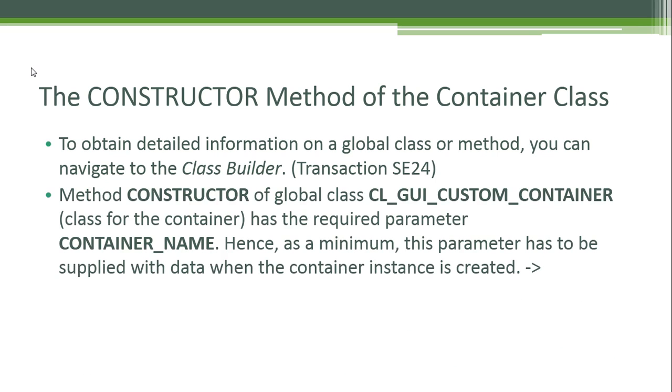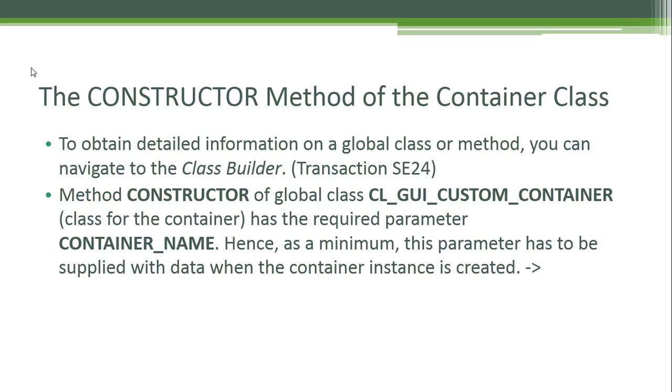The method constructor of the global class CL_GUI_CUSTOM_CONTAINER, or the class for the container, has the required parameter container name. Hence, as a minimum, this parameter has to be supplied with data when the container instance is created. So when we declare it in our program and we use the CREATE OBJECT ABAP statement, we have to also pass this parameter, the container name.